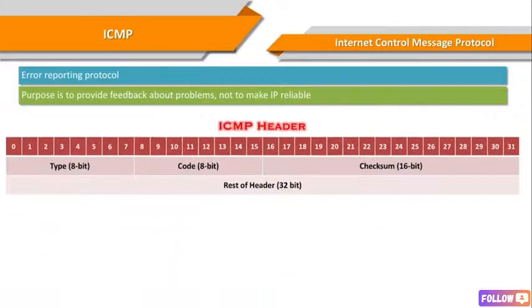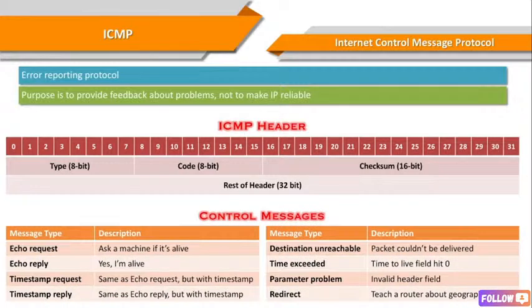So the ICMP header starts after the IPv4 header. All ICMP packets have an 8-byte header and a variable-size data section. The first 4 bytes of the header have a fixed format, while the last 4 bytes depend on the type and code of that ICMP packet. ICMP type and code in the header identify the control message. Some of the ICMP control messages are shown in this slide.